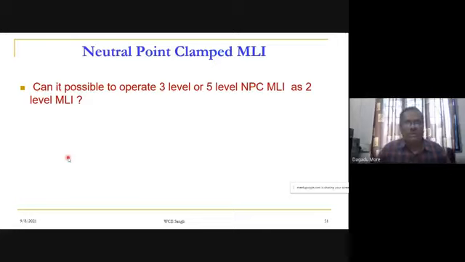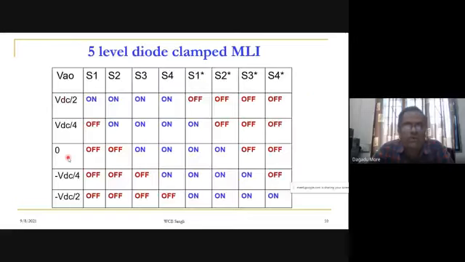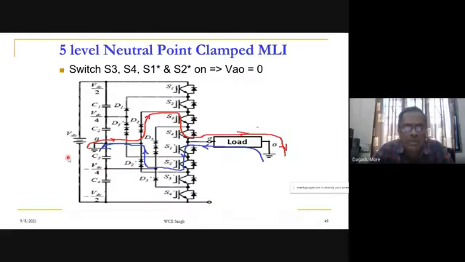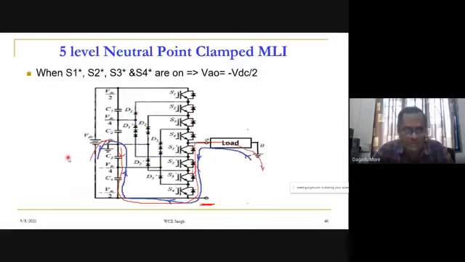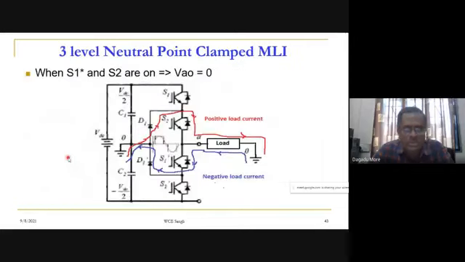Now there is one question. With this, you should be able to answer. Suppose we are in a 3-level inverter or a 5-level inverter, whatever we discuss, can it be operated as a 2-level inverter? The question is, this is a 3-level inverter. Can you operate it as a 2-level inverter?